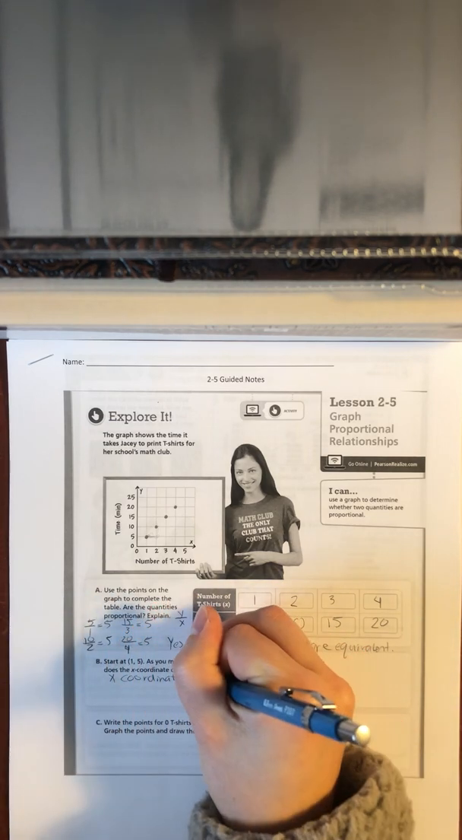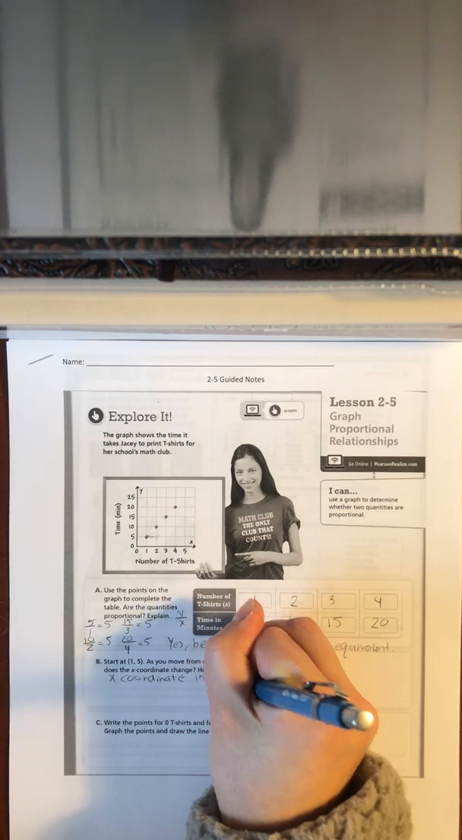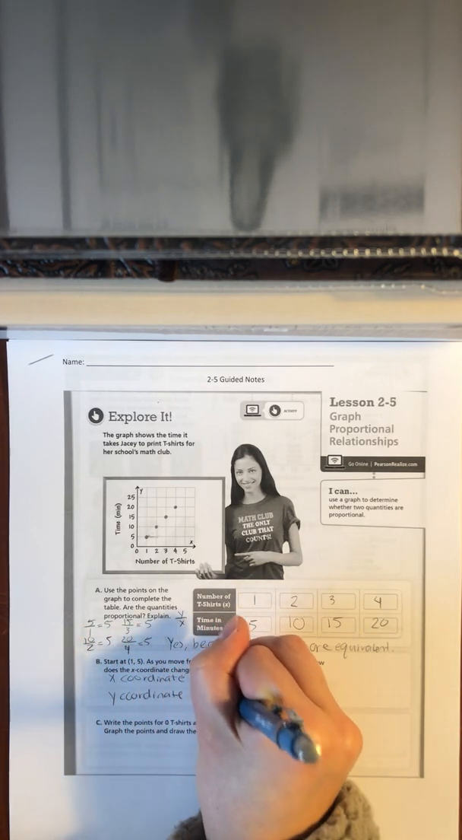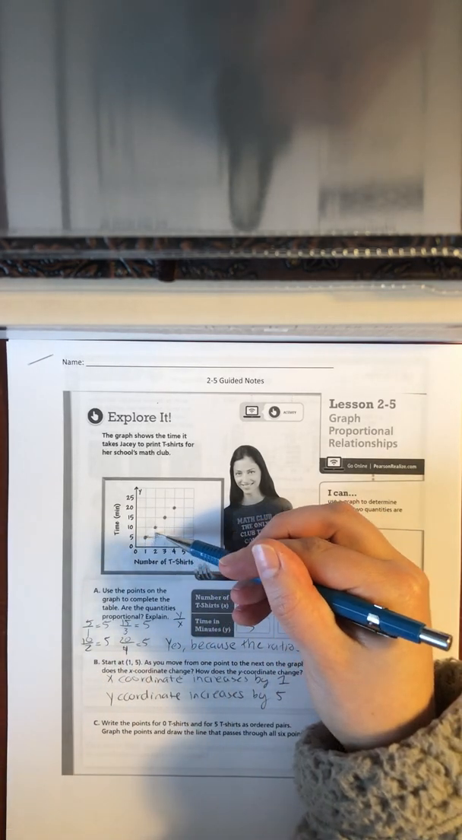So our x-coordinate increases by 1, and the y-coordinate increases by 5. Over 1, up 5. Write points for 0 t-shirts and 5 t-shirts as ordered pairs. Graph the points and draw the line that passes through all 6 points.